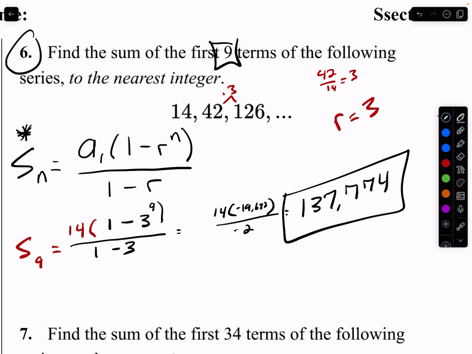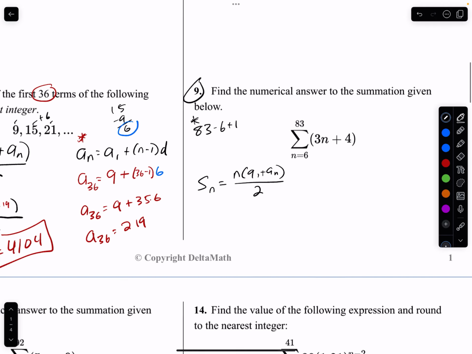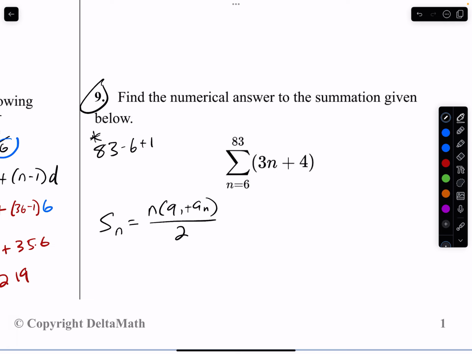Okay, now if I go ahead and take a look at one more, really, we wanted to find the numerical answer to the summation given. Okay, and what this means is we're going to plug in 6. All right, so I'm going to say 3 times 6 plus 4, 3 times 7 plus 4, 3 times 8 plus 4, all the way up to 3 times 83 plus 4, and then I'm going to take all of those numbers and add them up.